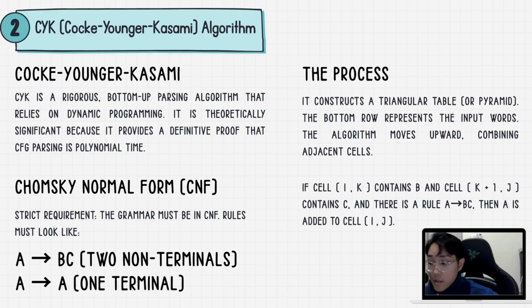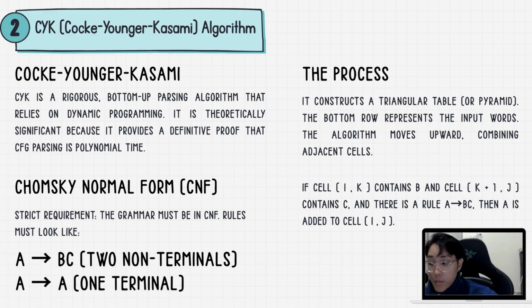Now for the process. CYK builds a triangular table, which is sometimes called a pyramid. The bottom row represents the input words, and the algorithm works upward by combining smaller parts into bigger structures.